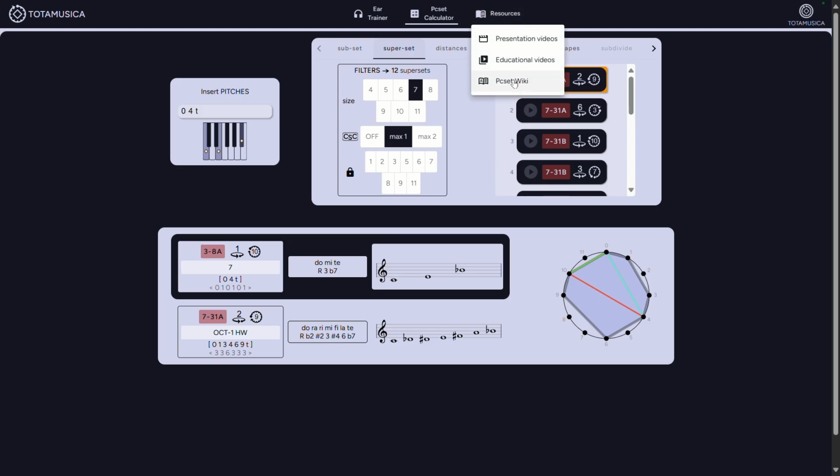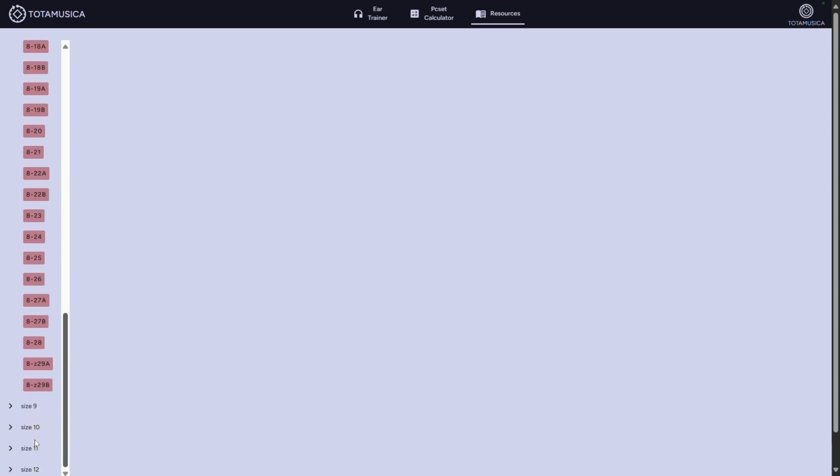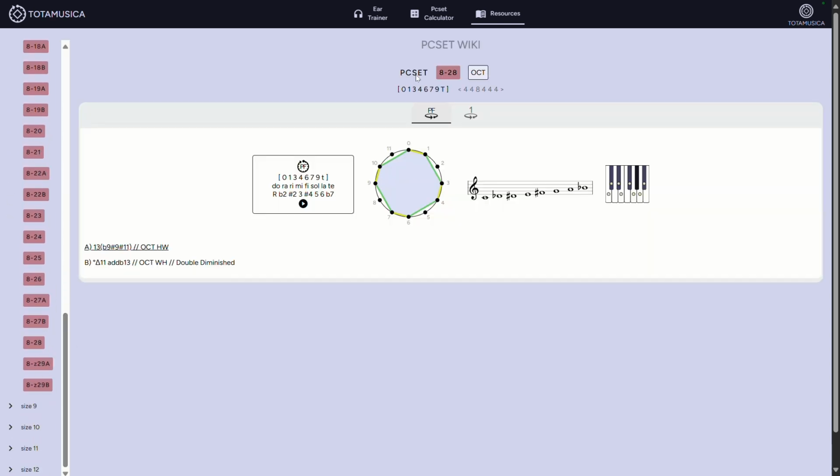However, it's worth noting, as detailed in a specific video, that the 7-31A and 7-31B are subsets of the octatonic set 8-28. Additionally, the two scales, diminished half-step whole step and diminished whole step half-step, are rotations of each other. Put another way, the octatonic set 8-28 has only 2 unique rotations or modes.